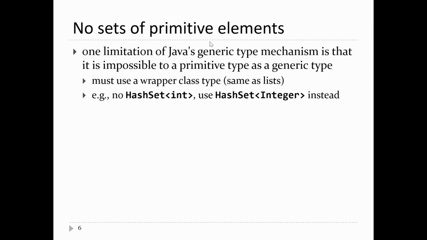So just like with lists, you can't make a set whose element type is primitive. So there's no hash set of int. You have to use the wrapper type instead. So there is a hash set of Integer. It's the exact same rule as with the array list.